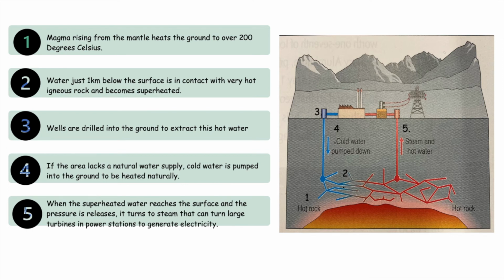Number 3: wells are drilled into the ground to extract this hot water. Number 4: if the area lacks a natural water supply, cold water is pumped into the ground to be heated naturally. And 5: when the superheated water reaches the surface and the pressure is released, it turns to steam that can turn large turbines and power stations to generate electricity. You should have those 5 written out in that order into your hardback now.